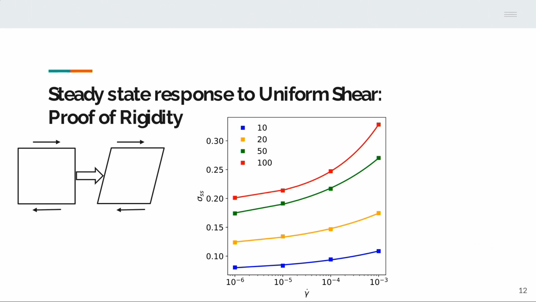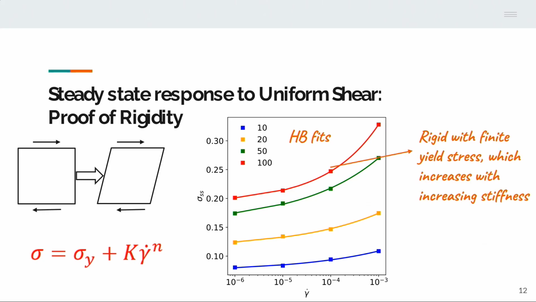So now, what happens when we apply uniform shear to the system? We get these flow curves for different values of k theta, and the solid lines are the Herschel-Bulkley fits. What we find is that the system is rigid with a finite yield stress, and as we increase the flexibility, the yield stress goes down.